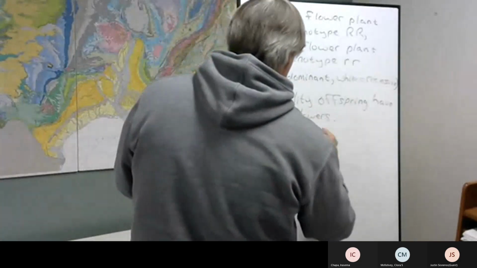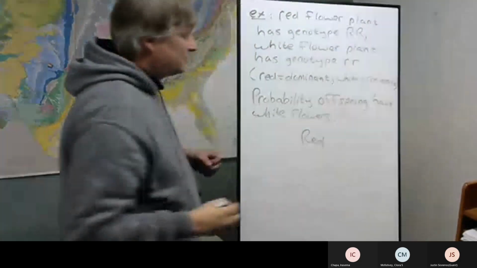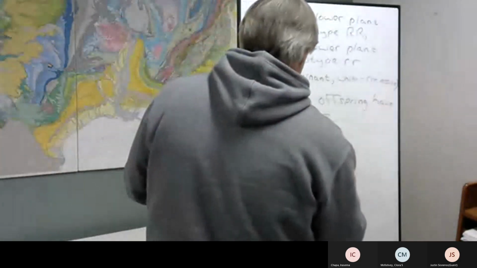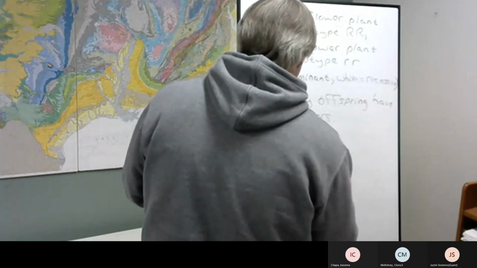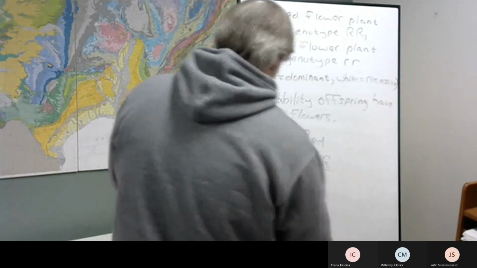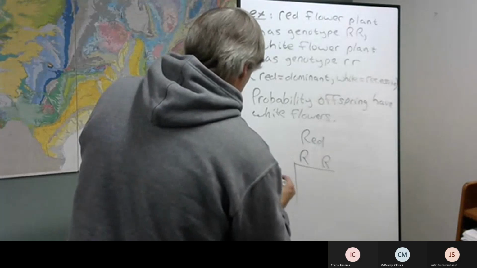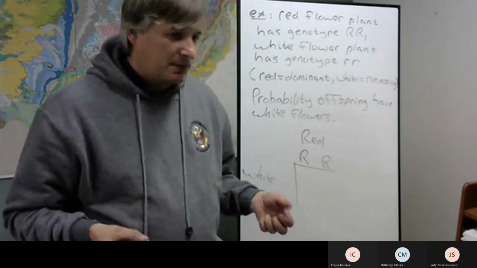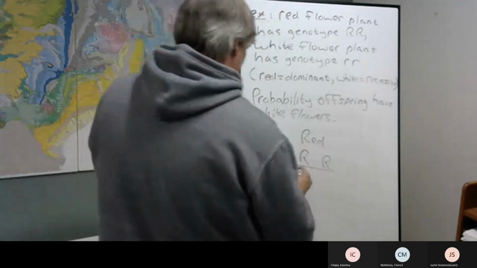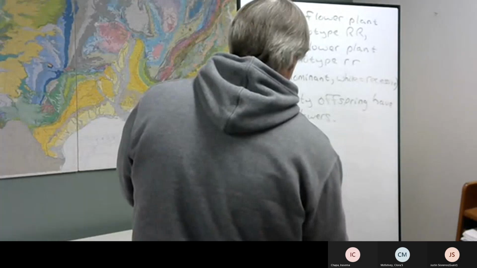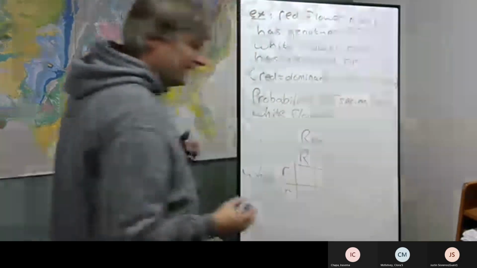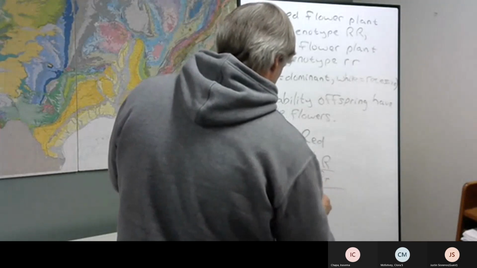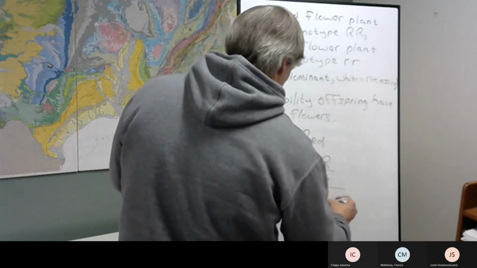So this is the red flower plant. It has two copies of this gene, but they're both the same copy. It's dominant red, dominant red. For the white flower plant, it also has two copies of this gene, a couple of alleles, but they're both recessive copies. r, r. So if we take a look, Rr, Rr, Rr, Rr.